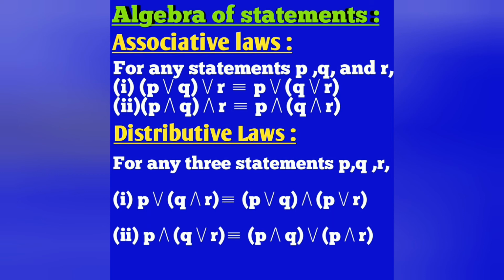Distributive laws, for any three statements P, Q, R. First one: P or (Q and R) is logically equal to (P or Q) and (P or R). Second one: P and (Q or R) is logically equal to (P and Q) or (P and R).